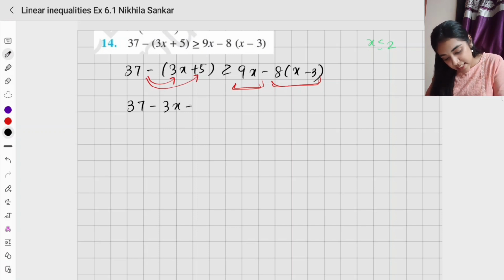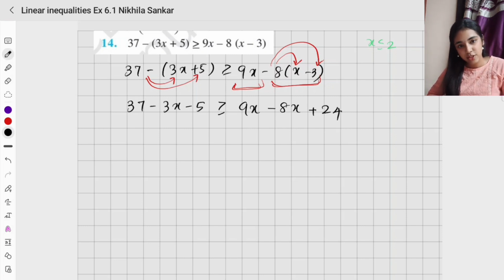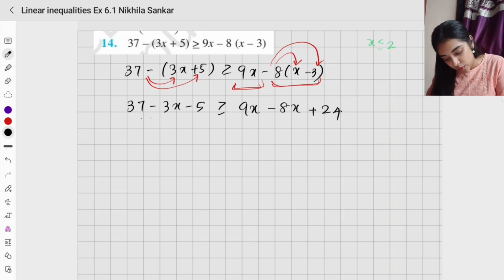37 minus 3x minus 5 greater than or equal to 9x. I'm going to multiply this inside. So minus 8 into x minus 8 into minus 3. So minus 8 into x is minus 8x. Minus 8 into minus 3 is plus 24. Okay? Please pay attention.